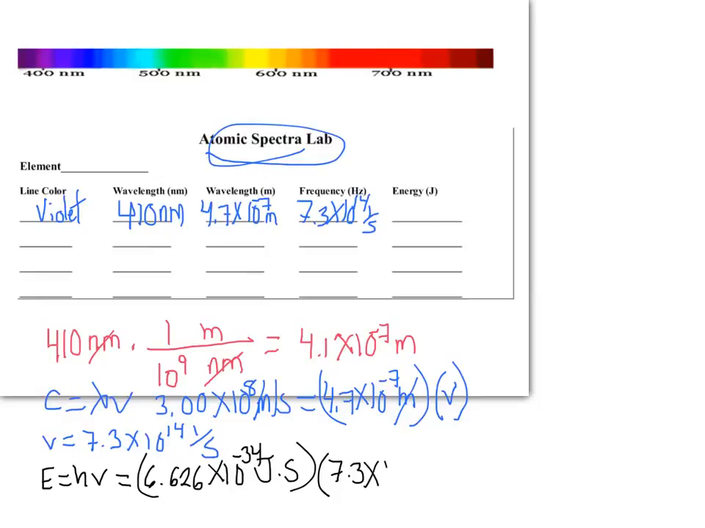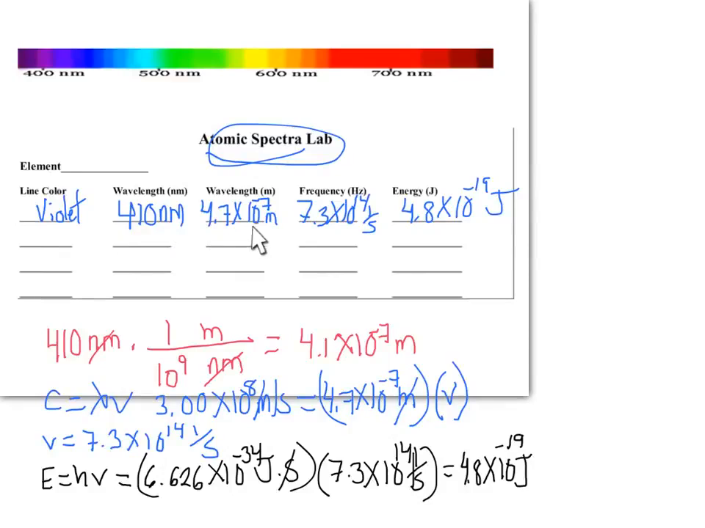It's 7.3 times 10 to the 14, 1 over seconds. If you look at that, 1 over seconds with seconds cancel, you end up with joules, which are the units for energy, so that should make sense. The answer I got is 4.8 times 10 to the negative 19 joules. All right, now let's look at our numbers, see if they make sense. Let me put this number here first: 4.8 times 10 to the negative 19 joules.